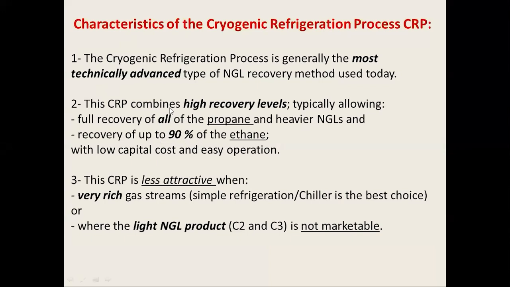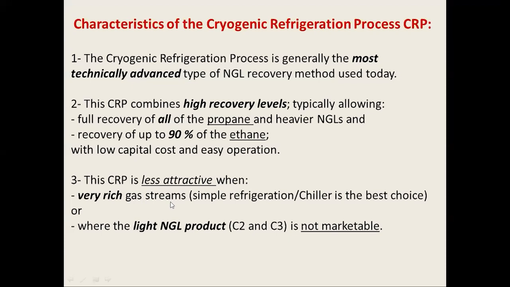High recovery levels typically allow full recovery, all the propane will be condensed. 90% of the ethane is condensed with low capital cost and easy operation. As you can buy the turbo expander, the rest is not a problem. This cryogenic turbo expander method is less attractive when there are very rich gas streams, because it will make the work of the turbine difficult.